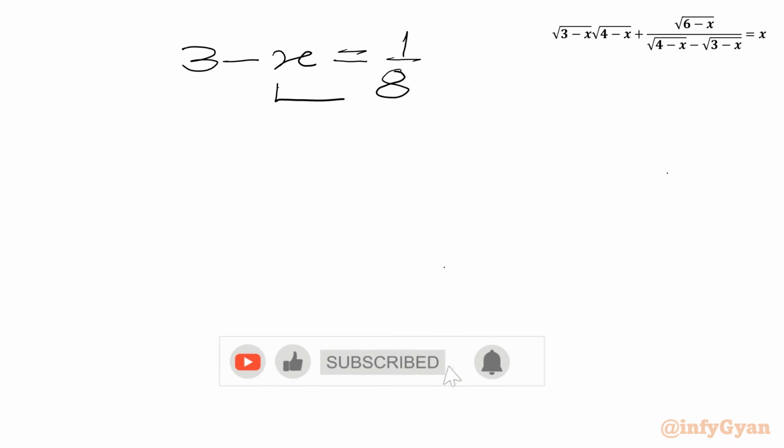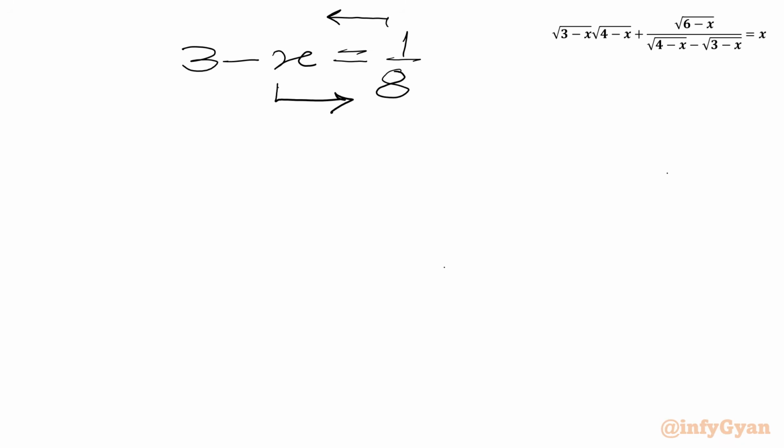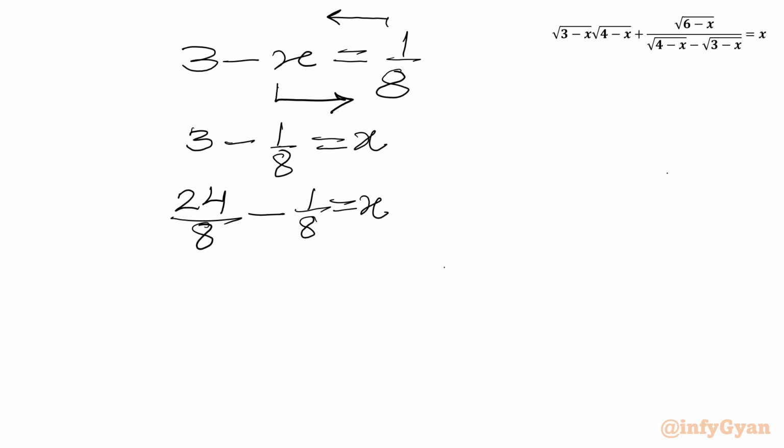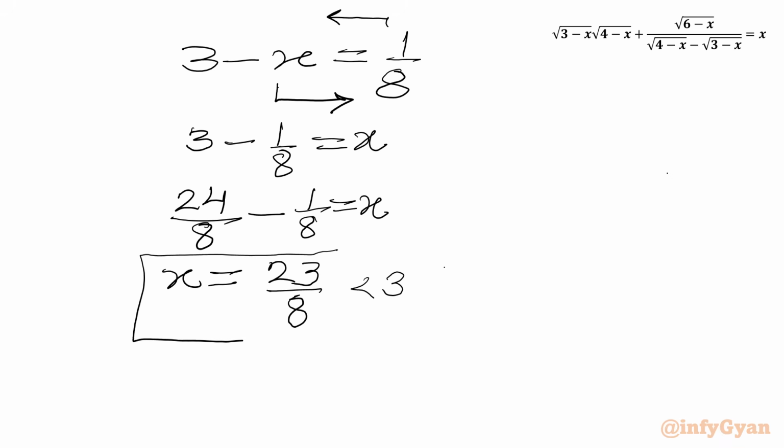We will take minus x to the right hand side and 1 over 8 to the left hand side. We will get 3 minus 1 over 8 equal to x. Now 3 can be written as 24 over 8, minus 1 over 8 equal to x, which will give us 23 over 8. And this is slightly less than 3. So our answer becomes x equal to 23 over 8.